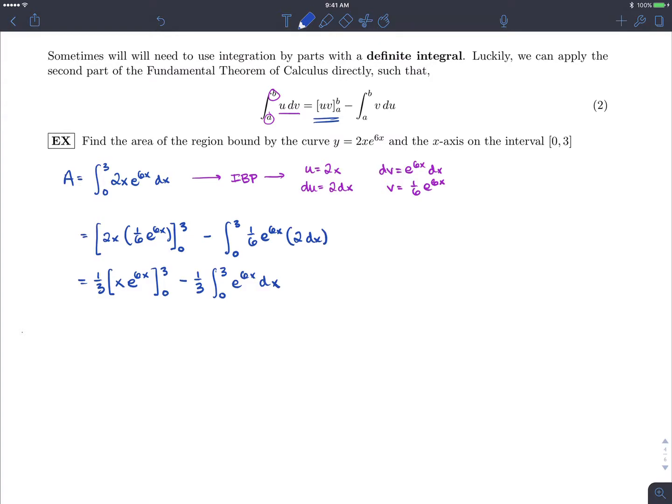Okay, so now if we integrate that next integral, this one won't be too bad for us. So we've got 1/3 x e to the 6x from 0 to 3. We're going to wait to evaluate until we're all done here. Minus 1/3, and if we integrate e to the 6x, we've done this a few times, we know that this is going to end up being 1/6 e to the 6x evaluated from 0 to 3.